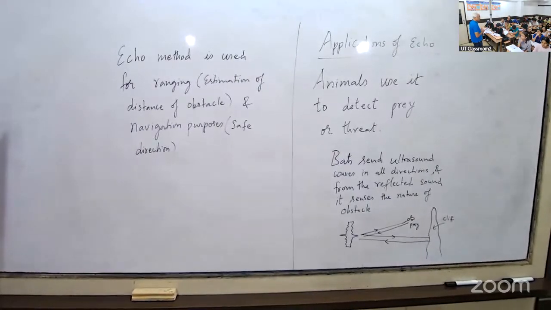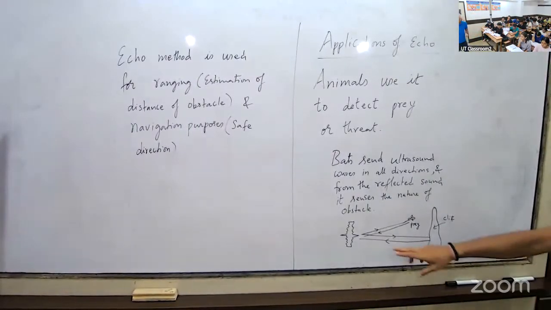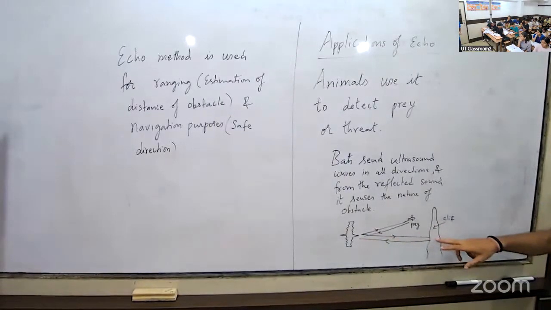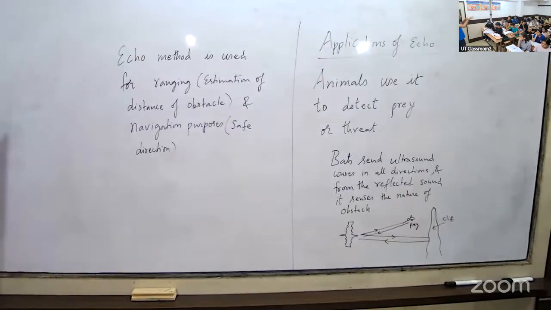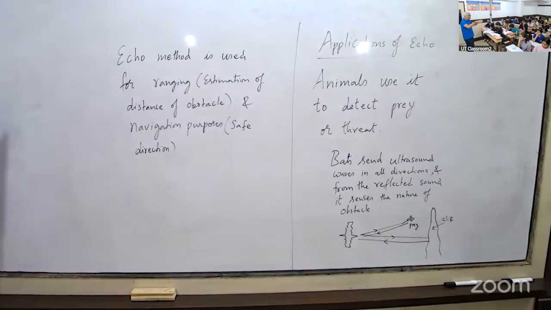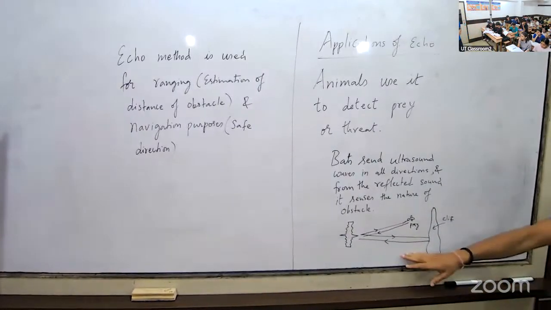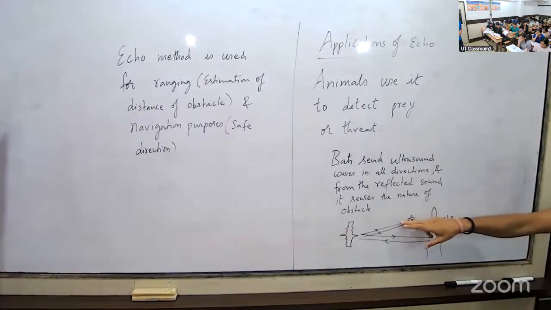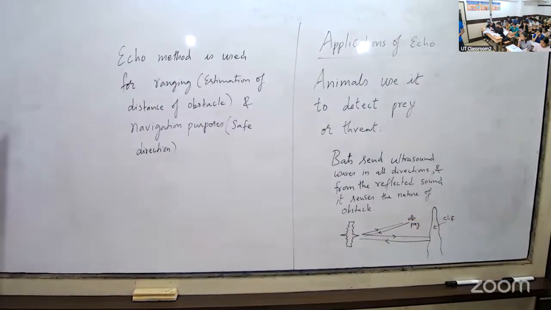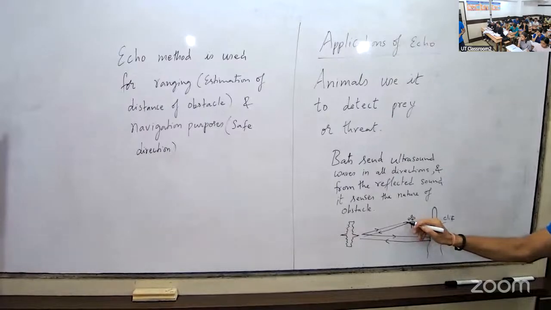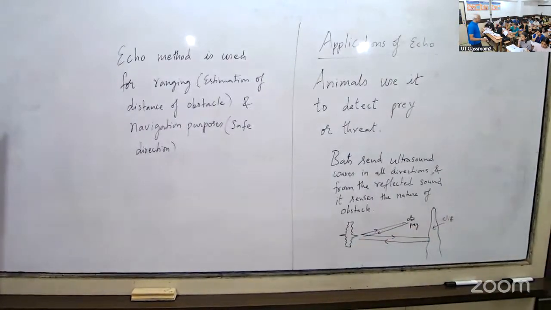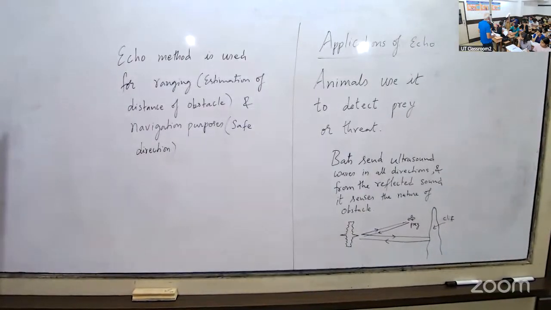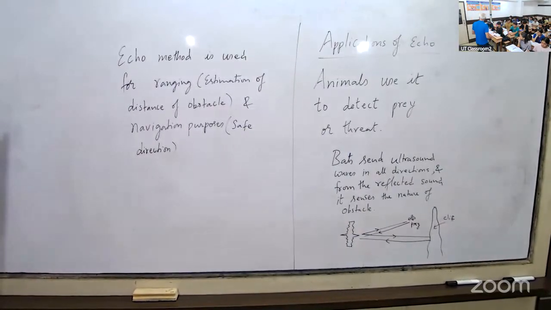navigation. So navigation means if the bat senses that this is a threat, it will change direction. So that's why it is not colliding with the obstacle. It is able to duck and change the direction. So that is safe navigation. Likewise, it can go and grab the prey. So it can actually, from the information, calculate the prey is at what distance.